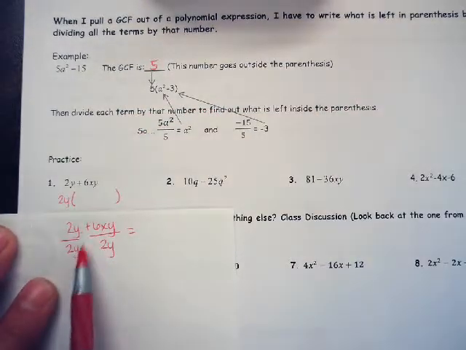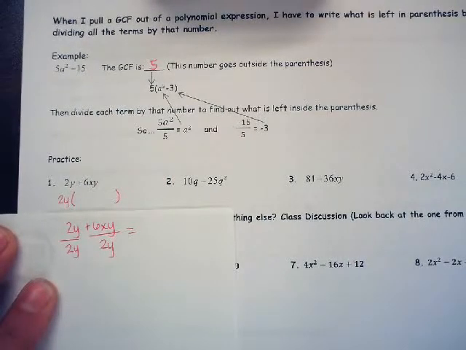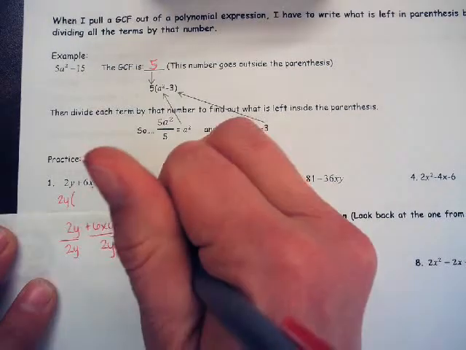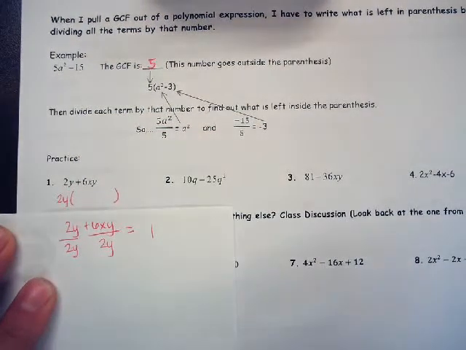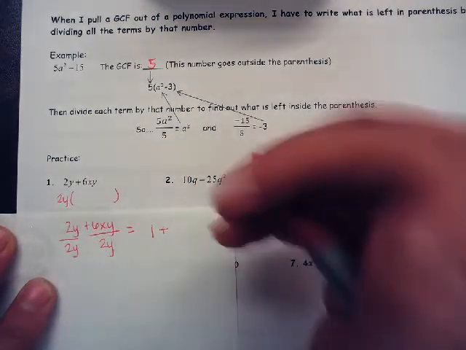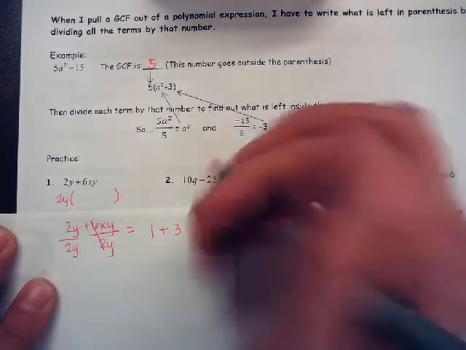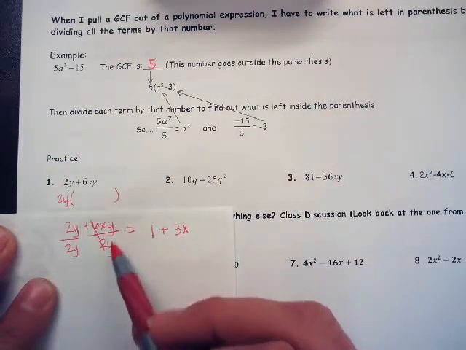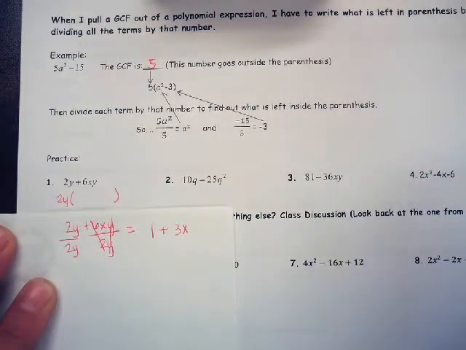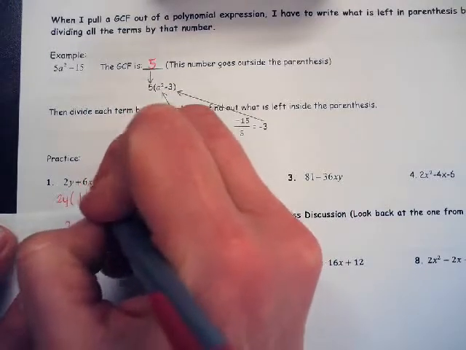And I get, what is 2y divided by 2y? I hear a lot of people say 0 or nothing or it disappears. But that's not true. Anything divided by itself is 1. Okay, and then I'm going to add. Now 6 divided by 2 here is 3. And then I have an x that stays there. And then I have a y divided by a y. Well, those cancel out. So y is gone. So it would be 1 plus 3x left inside here.